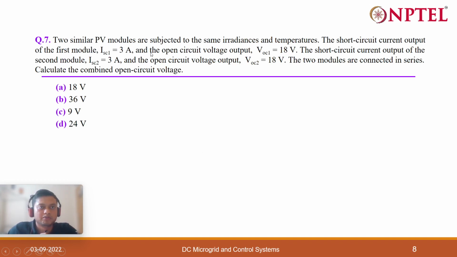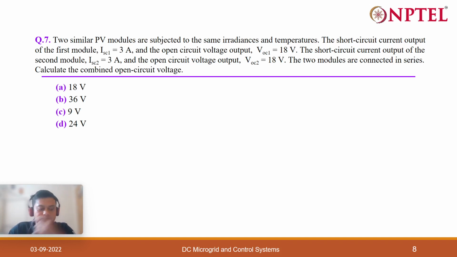Two similar PV modules are subjected to the same irradiance and temperature. The short circuit current output of the first module is 3 ampere and open circuit voltage output is 18 volt. The short circuit current output of the second module is 3 ampere and the open circuit output voltage is 18 volt, because both are similar PV modules, and the two modules are connected in series, and calculate the combined open circuit voltage. I think this type of problem we have solved in the tutorial number 2.